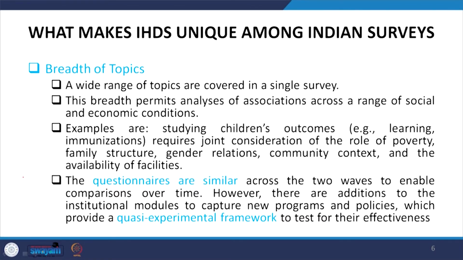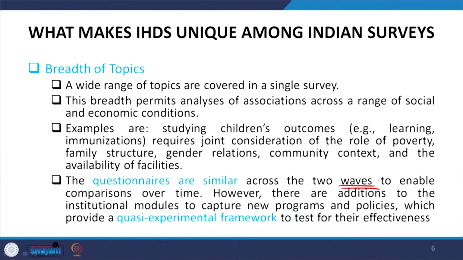For example, it covers children's outcomes like learning, immunization related information, nutrition related information, which require joint consideration of the role of poverty as well as family structure, gender relations, community context and some other facilities available to the households.